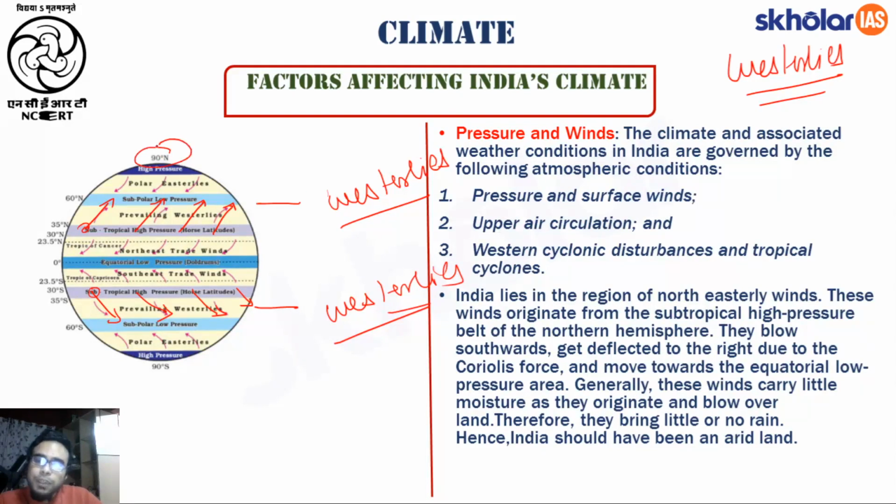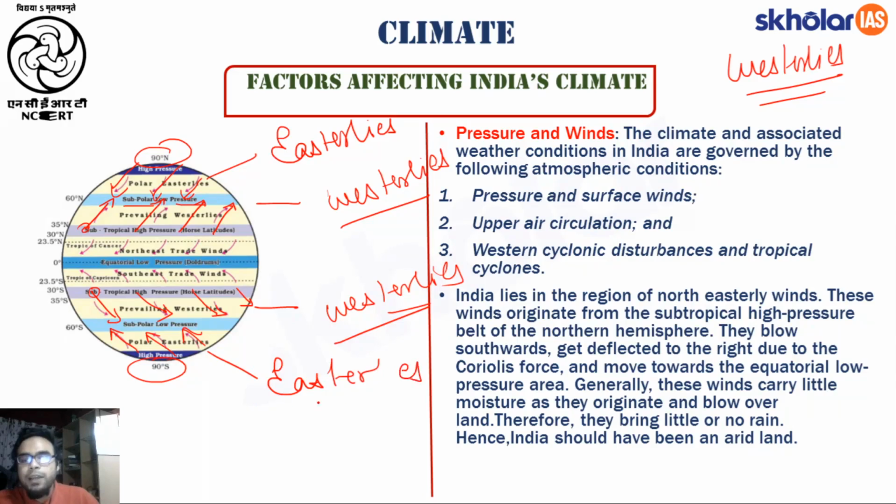Then we have high pressure in the polar areas. Again, from this high pressure, a wind will blow towards the subpolar low pressure, getting deflected to the right in the northern hemisphere and to the left in the southern hemisphere, which we call the easterlies because they originate in the east, right? So what are easterlies? Winds blowing from the polar high towards the subpolar low. So these are the three winds: trade winds, westerlies, and the easterlies, right? I hope this is clear.